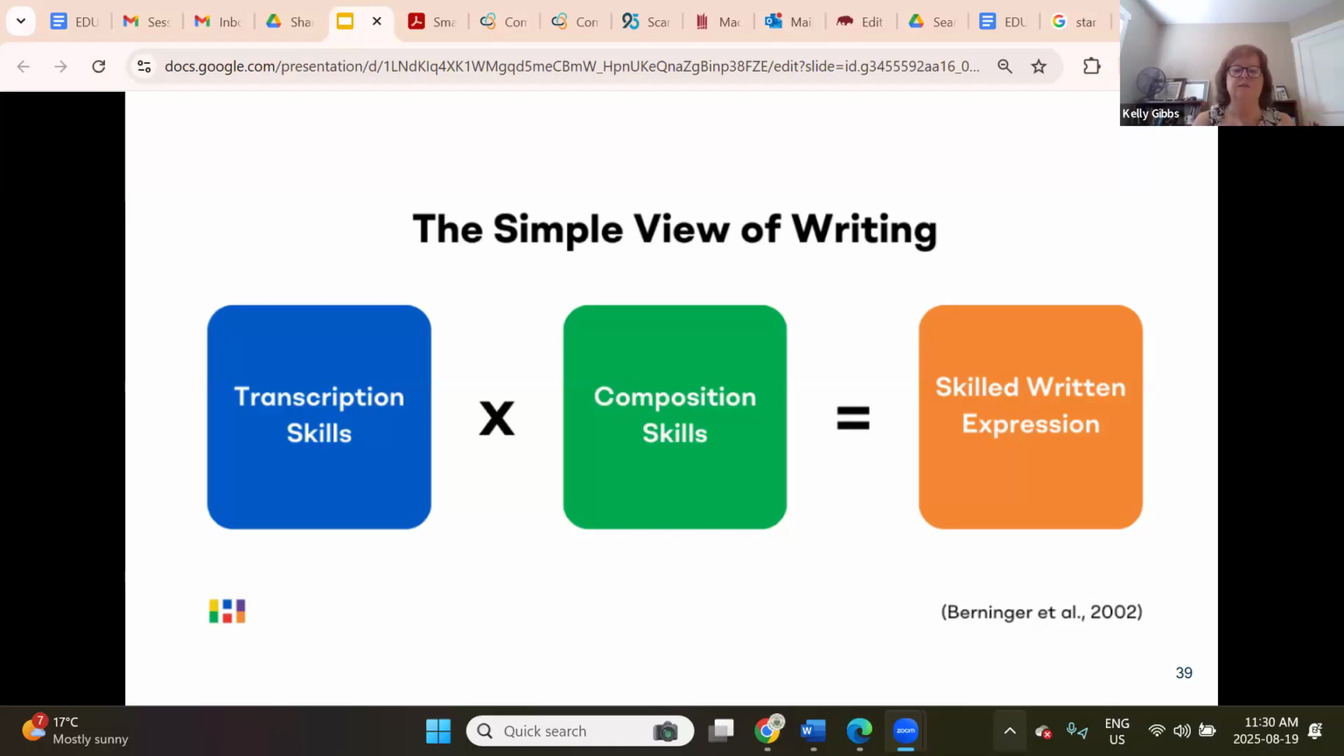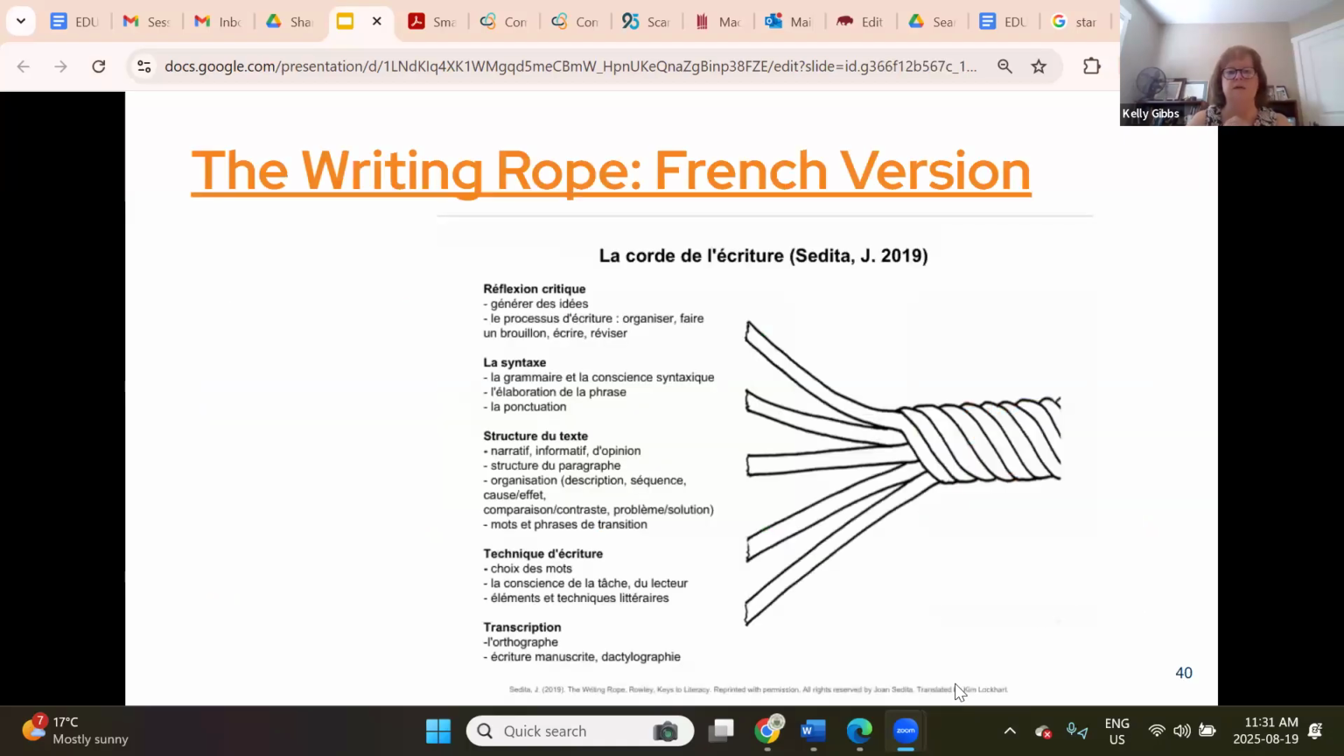So transcription skills, the composition skills that we need to teach, we have to balance them. And it can't be just heavy on one and light on another. They have to be equal. And that's how we get skilled written expression. So very important pieces in the whole idea of the writing skills in the comprehension guides.